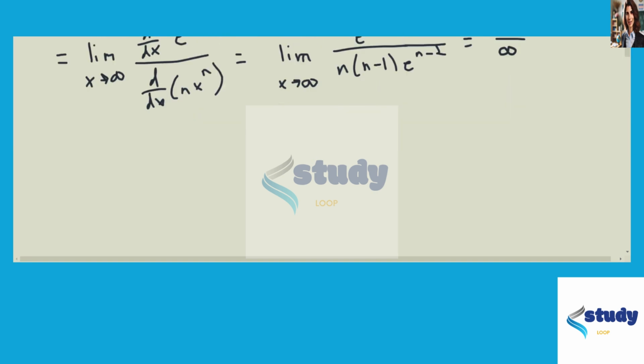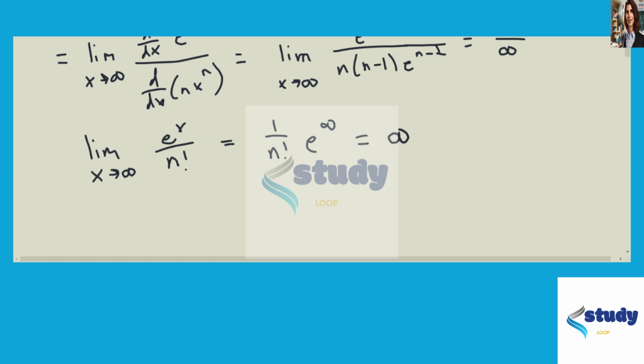All right, now we're going to apply L'Hopital's rule n times. And if we do that, then we would get the limit as x approaches infinity of e^x over n factorial. If we do that, then we have 1 over n factorial times e to the infinity, and that will be equal to infinity.